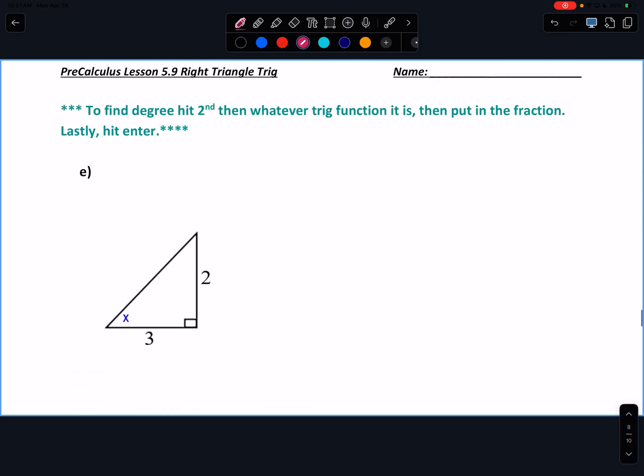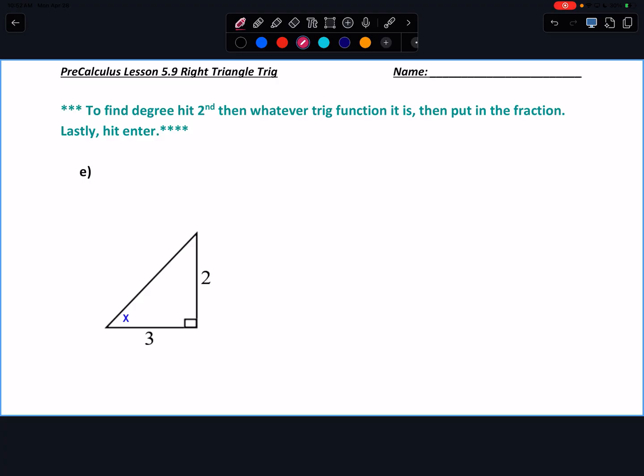We got 4 more minutes. Look, it says to find the degree. So to find the angle, you just hit second and then whatever trig function it is, and then put in your fraction. Sorry, she's walking in with her boot. Sorry. I'm sorry, my brain. Oh, sorry, team. Let me send some oxygen to my brain. Okay, then put in the fraction and hit enter.